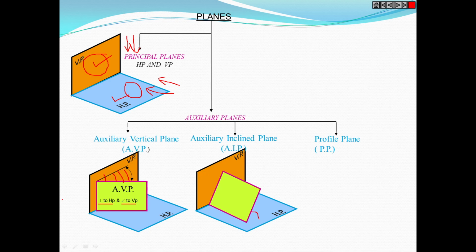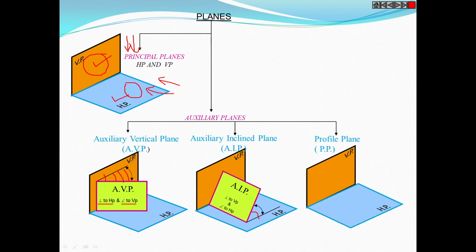Perpendicular to the horizontal plane and inclined to the vertical plane is the auxiliary vertical plane. Perpendicular to the vertical plane and inclined to the horizontal plane is the auxiliary inclined plane. And the third one is the profile plane. Profile planes are perpendicular to both the planes, and these are for the side views. They are perpendicular to the vertical plane as well as the horizontal plane.